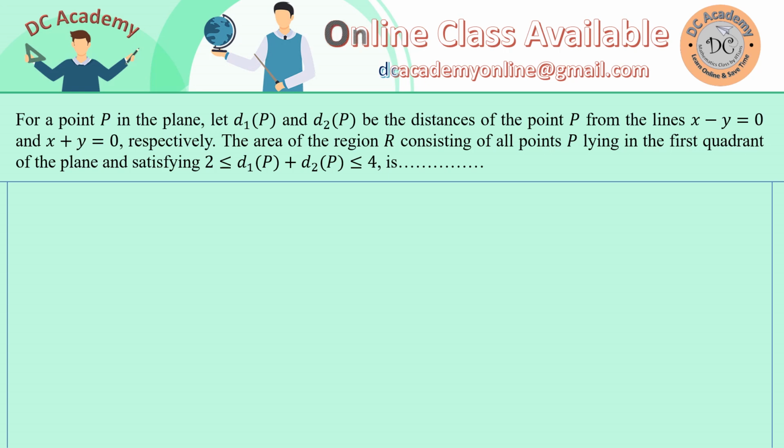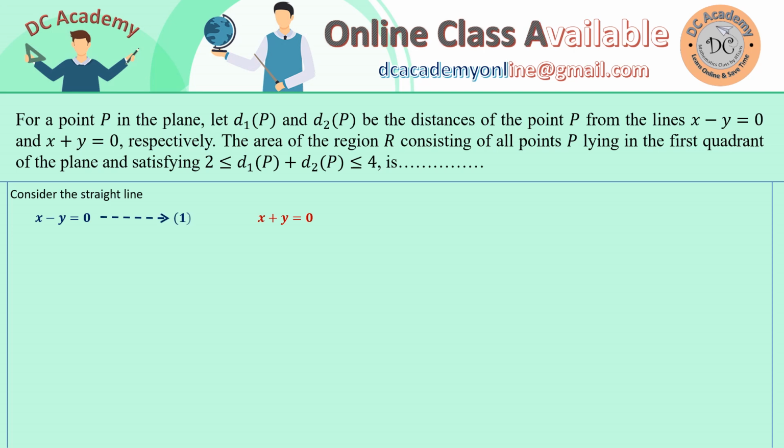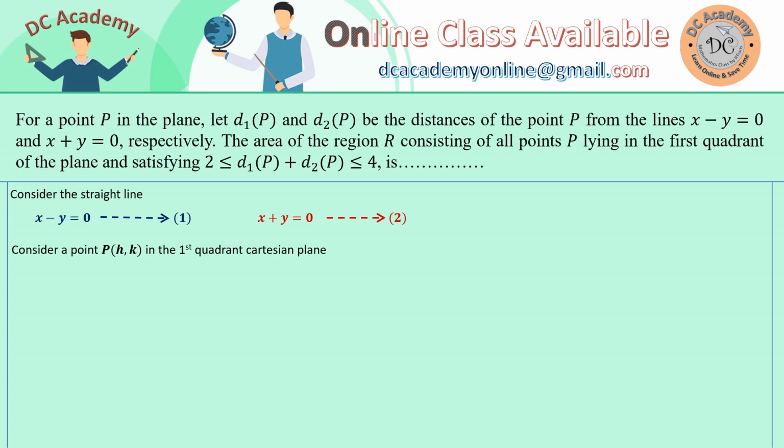So let's first consider the two straight lines given as x minus y equal to 0 and x plus y equal to 0, and rename them as equation number 1 and equation number 2. Now let's find the point P. We consider the point P as (h, k) and put a constraint that it lies in the first quadrant. Therefore h and k must be greater than or equal to 0.